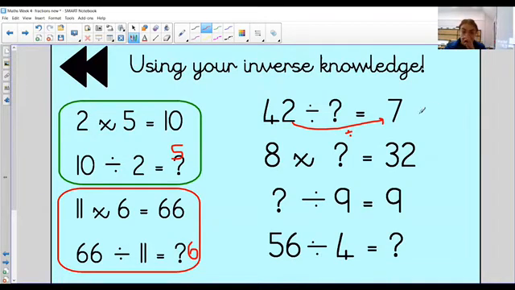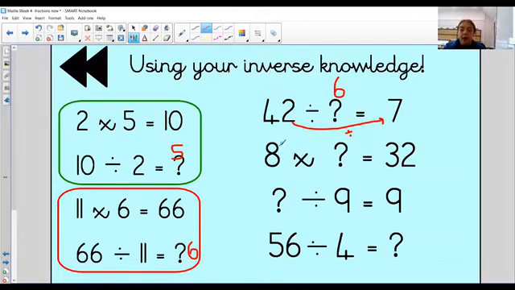Okay, so 42, how many 7s can I go into 42? 7, 14, 21, 28, 35, 42. Fantastic. So that was 6 lots. So I know that 6 times by 7 is 42. So 42 divided by 6 is 7.